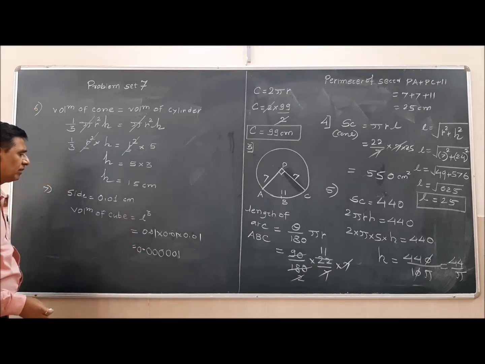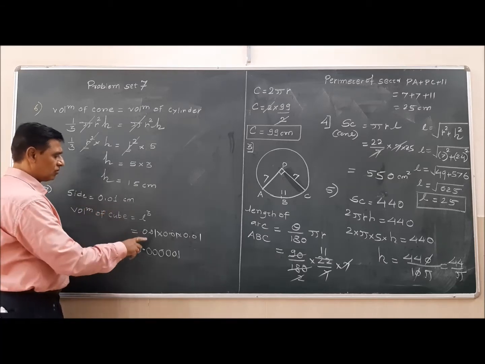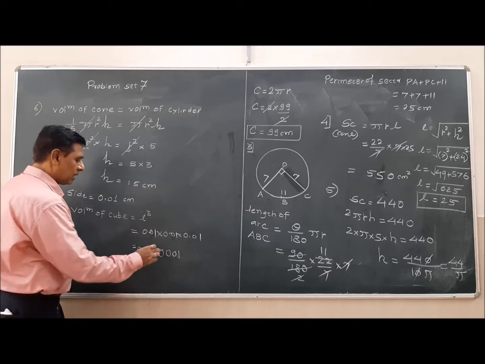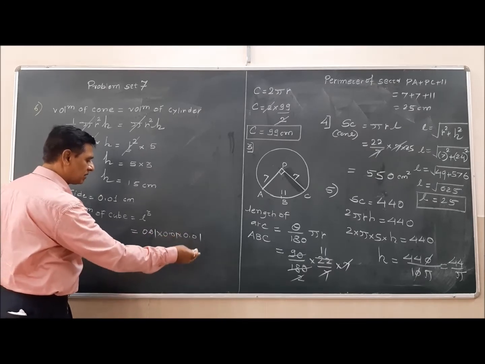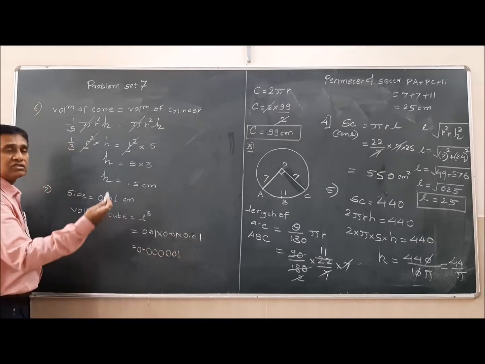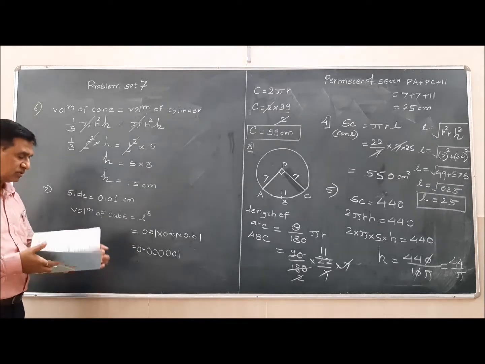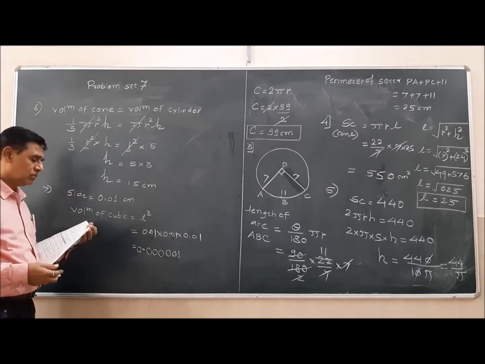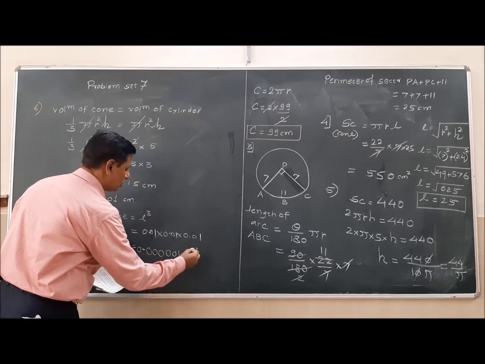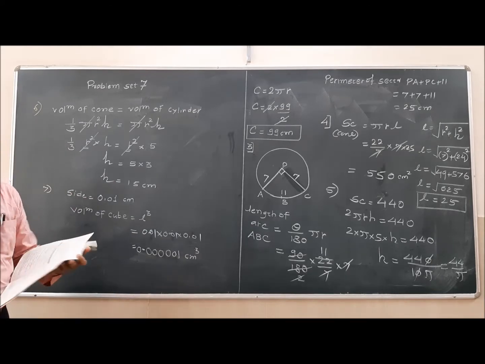Please note this carefully. The side is 0.01 centimeter, so 0.01 into 0.01 into 0.01. But you will find 1s are 1, 1s are 1. But 2 plus 2, 4 plus 2, 6. So after 6 digits from the right, I place a point. So this is how we will get the volume of the cube in centimeter cube. That is option number B for question number 7.